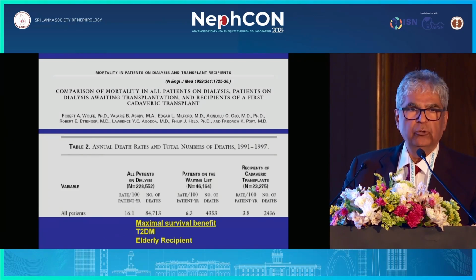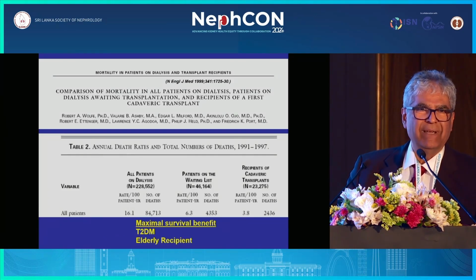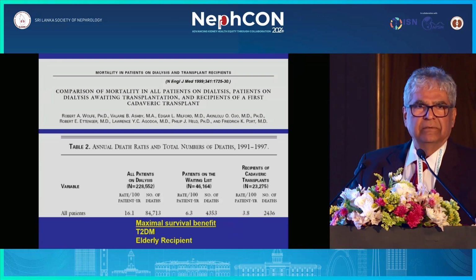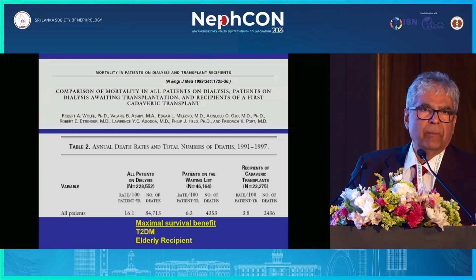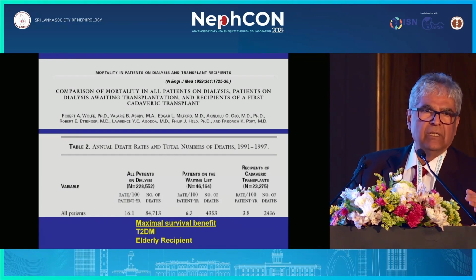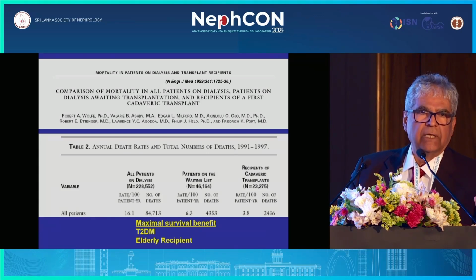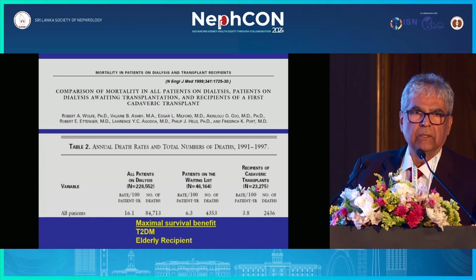But this was all to change when I became a consultant. So that's bad luck. When you become a consultant, something changes. So this study published from America changed the landscape and the map of transplantation. It was an observational study, but it caught the eye of every transplanter in the world.